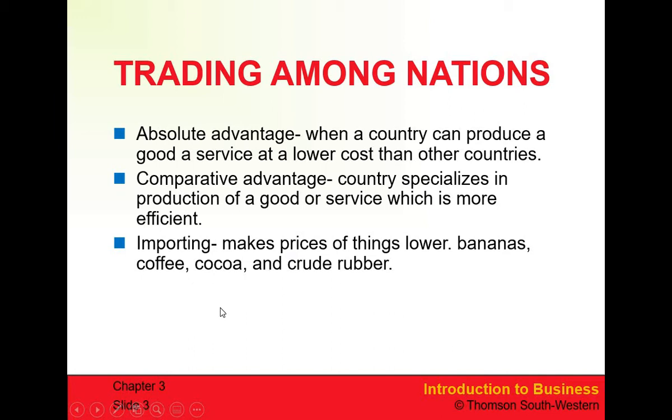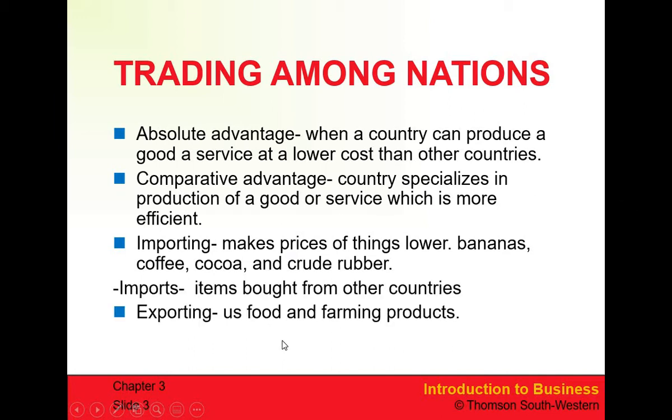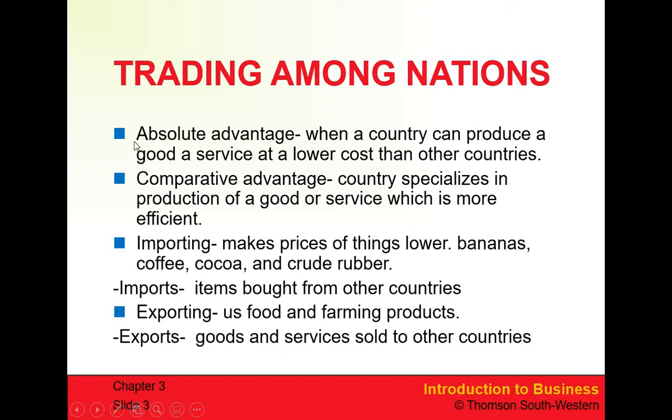Okay, typically as a country, you are trying to figure out what are some things that we have that people need. And there's different ways to look at it. One is if I can find an absolute advantage. This is when a country can produce a good or service at a lower cost than other countries.